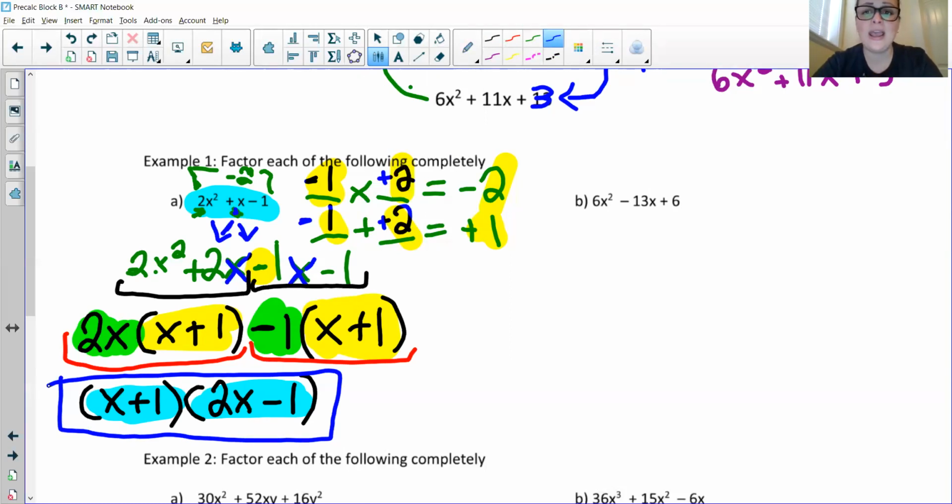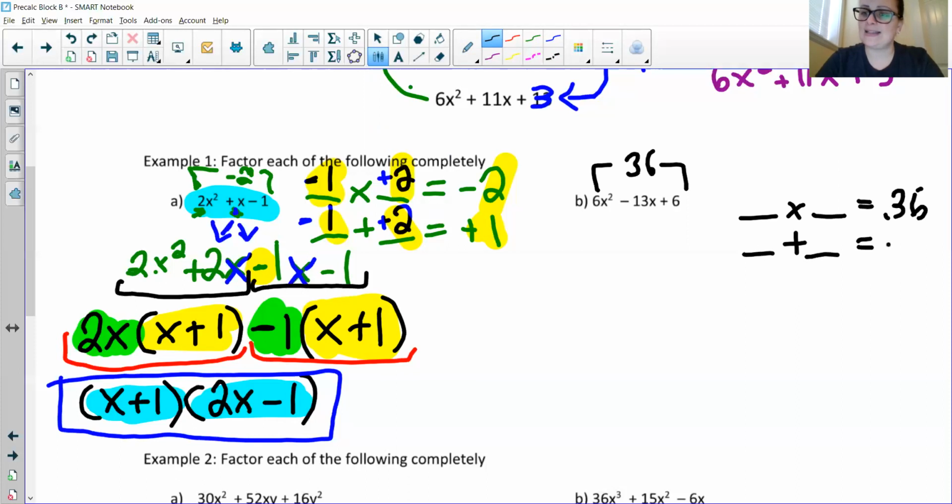Okay, so pause the video now and try the next one. All right, so hopefully it went well. The first thing you need to do is find your magic numbers, regardless of whether you're doing the decomp method or the box method. So the first thing is to find out what these magic numbers are. So 6 times 6 is 36. So you're looking for two numbers that multiply to positive 36, and those same two numbers need to add to negative 13. So whatever this middle term is, including the sign that directly precedes it, is what the sum has to be.